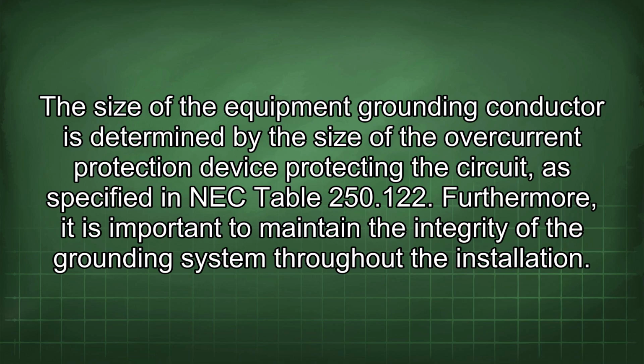The equipment grounding conductors must be sized appropriately to handle the available fault current. The size of the equipment grounding conductor is determined by the size of the overcurrent protection device protecting the circuit, as specified in NEC Table 250.122.